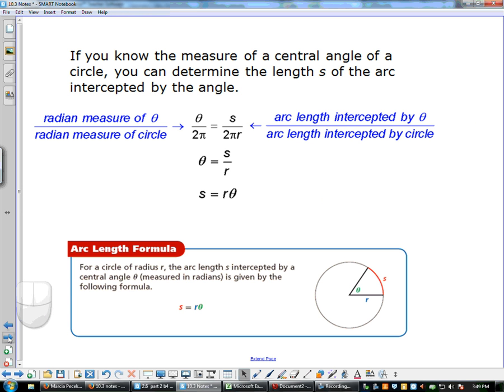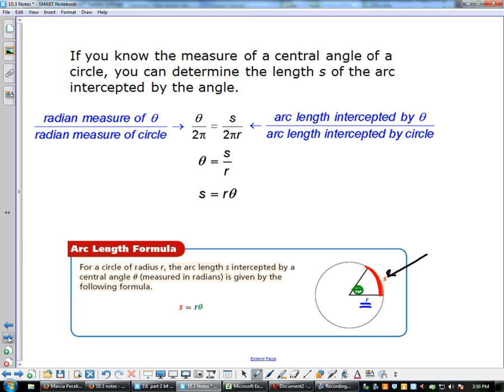Now, another thing we're going to be able to do with this is that if we know the measure of a central angle of a circle, we can determine the length S of the arc intercepted by the angle. So again, I'll go back up to the top with you for a second. If I take a look at this circle, if I know how big my angle is, theta right there, and you know what your radius is, so how large this circle is, you can figure out how long of a piece has been cut off by that angle.